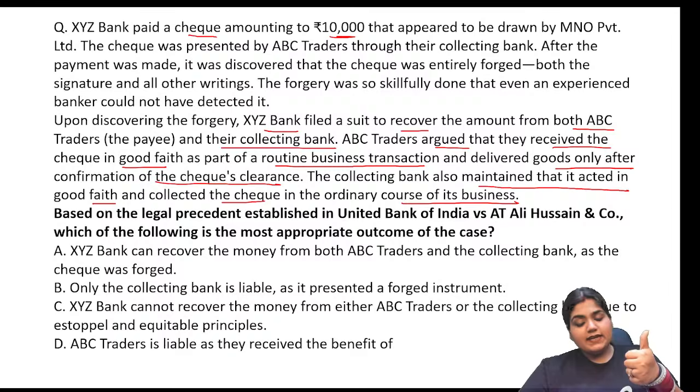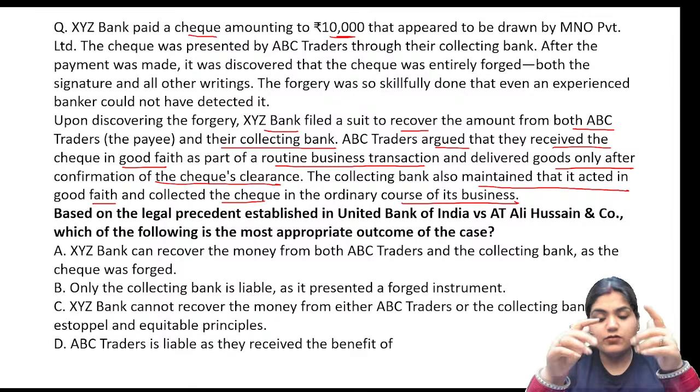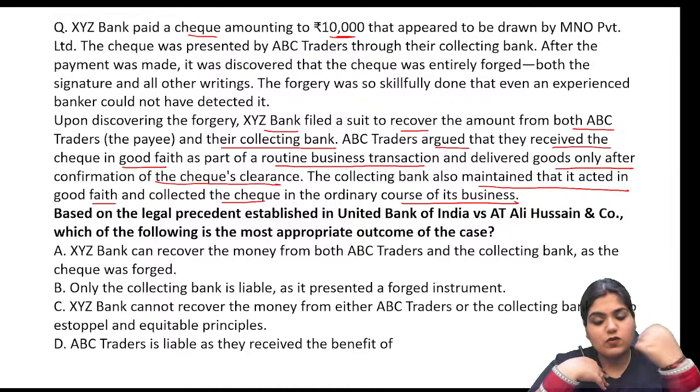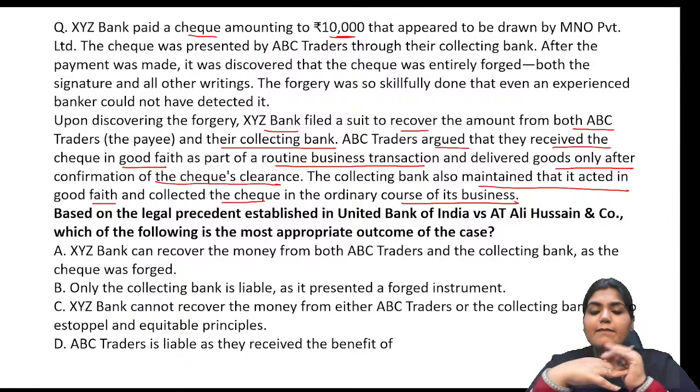The collecting bank said we did all the checking. The person who got the money said that I did whatever was possible. I gave the money against the check. I received the money and then I gave the money. So you cannot take away my money. Who will be liable here?